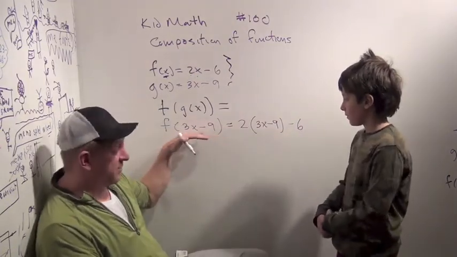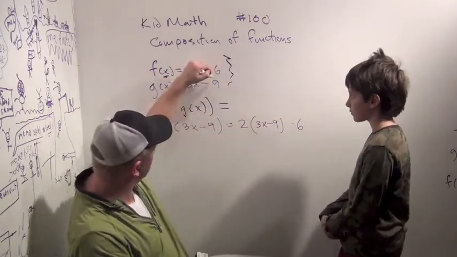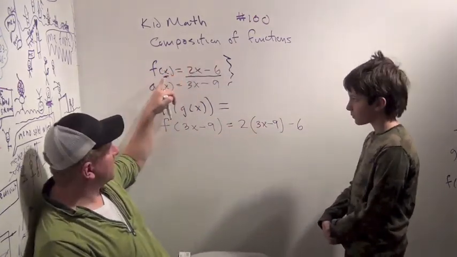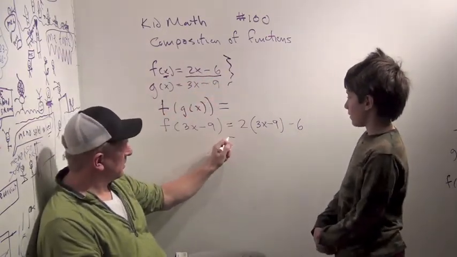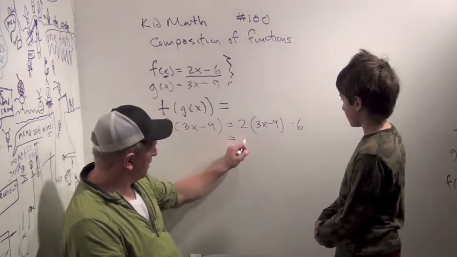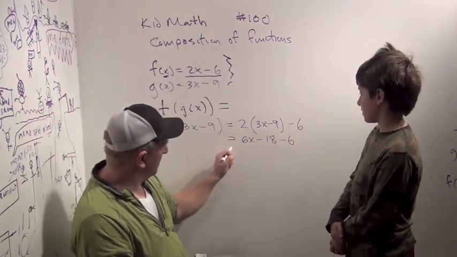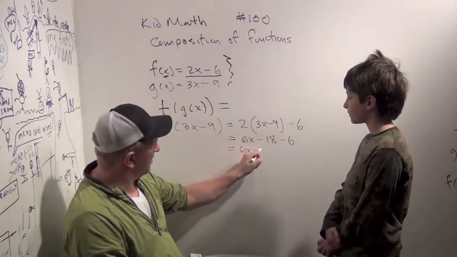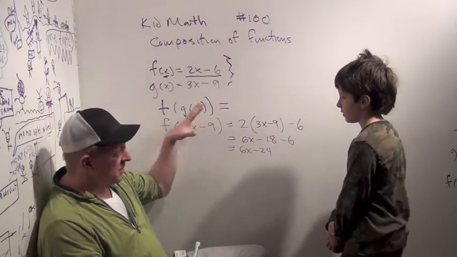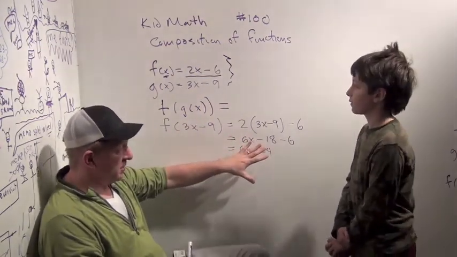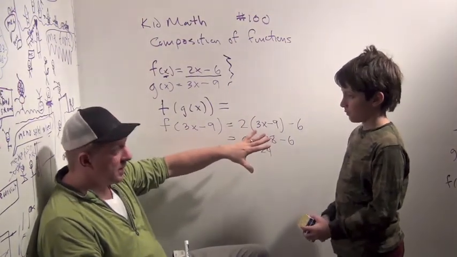f of 3x minus 9 is 2 times 3x minus 9 minus 6, because that's what this tells us to do here. Whatever goes in, multiply it by 2, subtract 6. Now you can simplify. It's 6x minus 18 minus 6, which is 6x minus 24. This is important to understand and make sure we know how to do. But I wanted to show you a couple of other examples of combining functions.